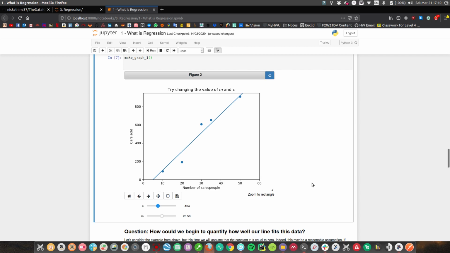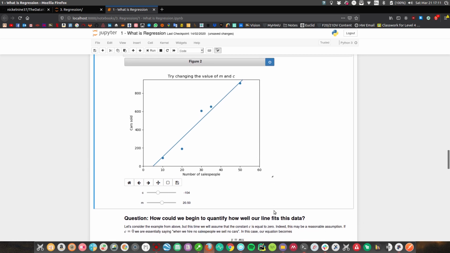That could be the line that predicts the total number of cars that we'd sell for any number of salespeople. So, once we've fit the line to our data, we could now say, okay, if I hire 45 salespeople up here, I just need to go up to this line and when x is 45, y is going to be about 830. So that's what we'd expect. So when you run this notebook, you can have a play around with that c and m and just make sure that you understand what those two things are doing.